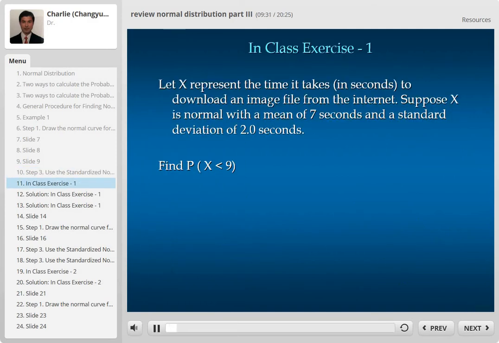Now, please stop this online session and do an in-class exercise. Here is the exercise. Basically, mean equals 7 seconds. Standard deviation equals 2 seconds. We'll try to find the probability of x smaller than 9. Now, you need to stop this online session right now and finish this in-class exercise before you go forward. So let's go ahead and bring out a piece of paper and a pen, and let's work out this one.